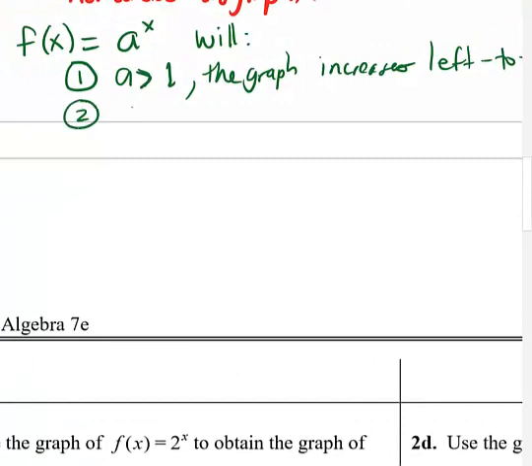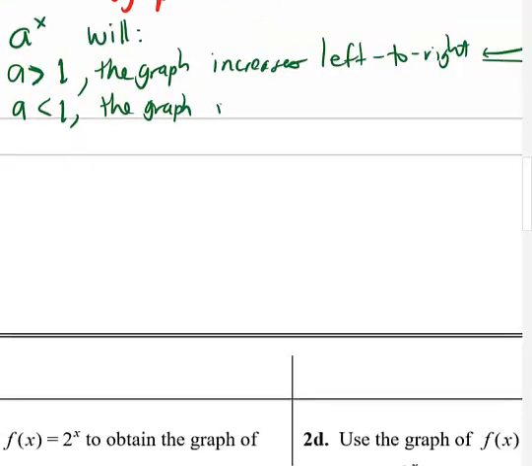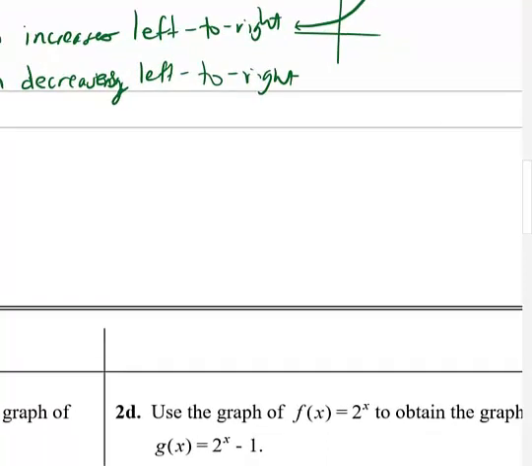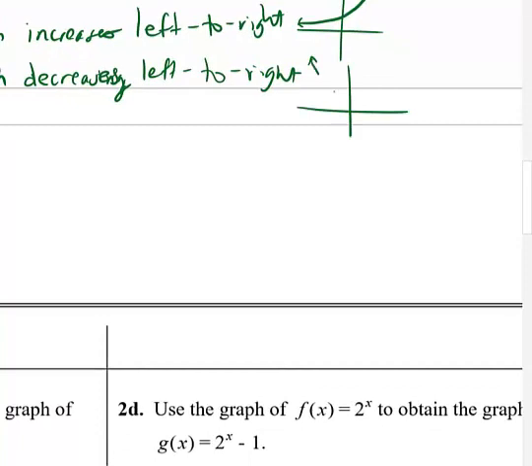But if a is less than 1, like the second one we did, where the function had a base of 1 half, the graph decreases left to right. That's the idea. That's the cutoff point. So it'll look like one of these two.